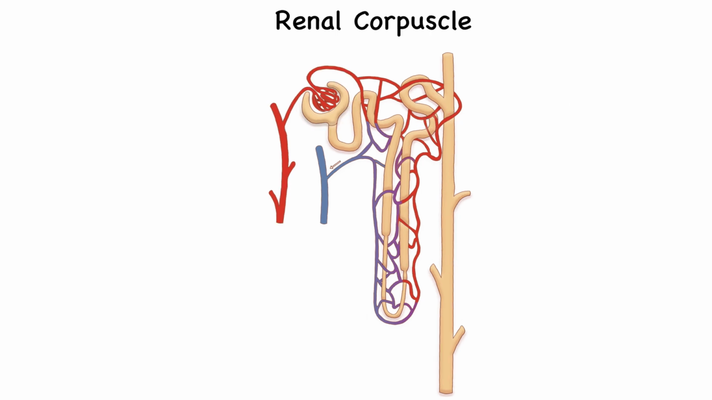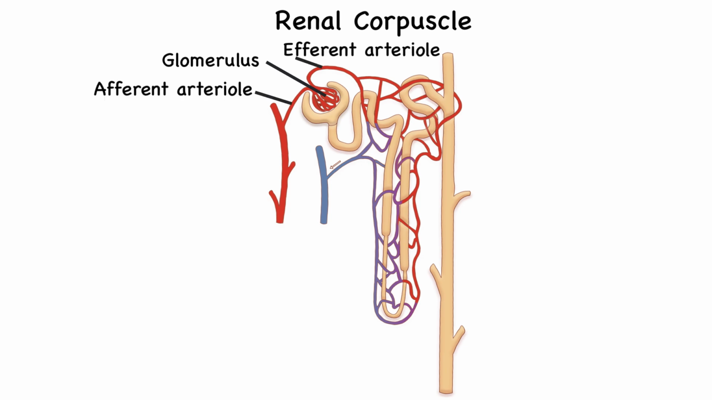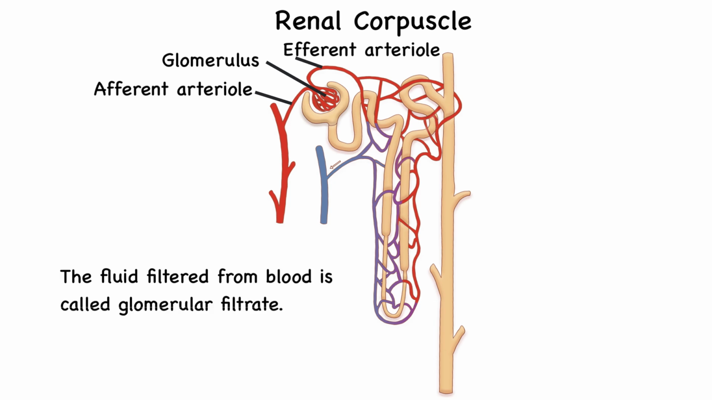The renal corpuscle houses the glomerulus. This is that ball of capillaries that brings blood into the nephron. This blood enters through the afferent arteriole and exits through the efferent arteriole. The glomerulus itself consists of fenestrated capillaries. Remember, those are capillaries that have bigger pore sizes, which allow water and small molecules to pass through more easily, but it does keep the proteins and blood cells inside the bloodstream. The fluid filtered from blood is now called glomerular filtrate and passes into Bowman's capsule.